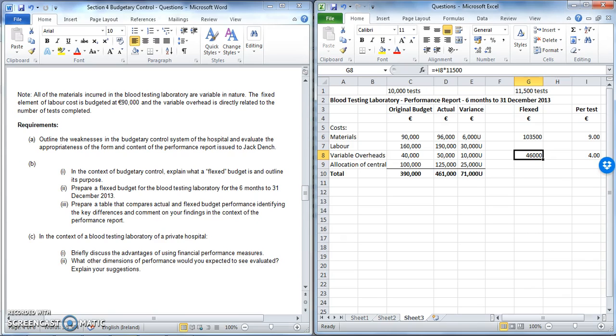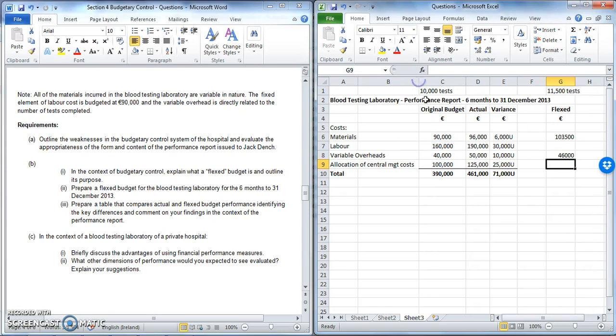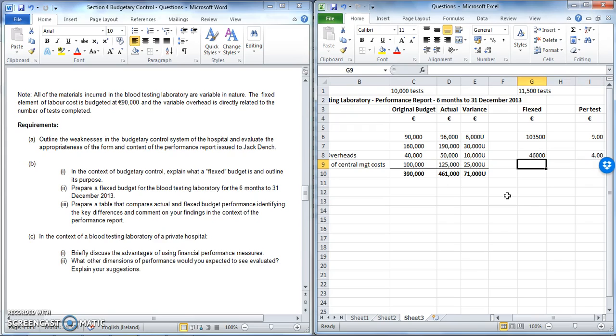Okay. Following on to that, we'll finish off with the easier ones first. The allocation of central management overheads is essentially an allocation. It would be expected to be fixed. It shouldn't change with the level of activity, therefore you just call it 100,000 as well. The fact that it's changed in actual, don't be influenced by that. That is really when you're comparing budget to actual. What you want to do now is prepare the budget as if 11,500 tests occurred.